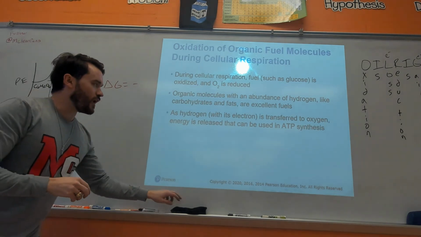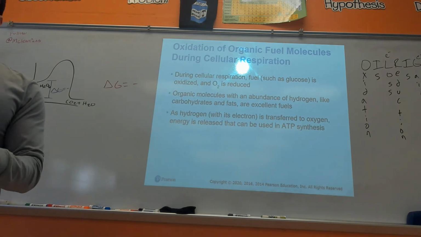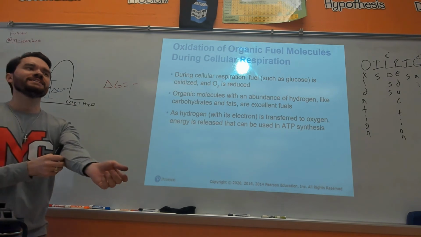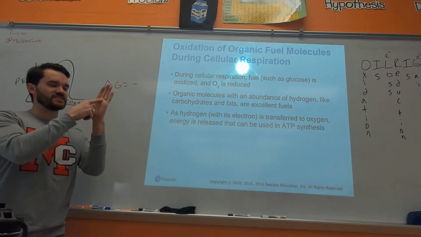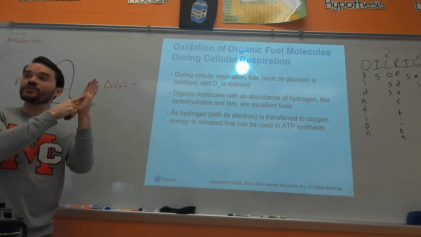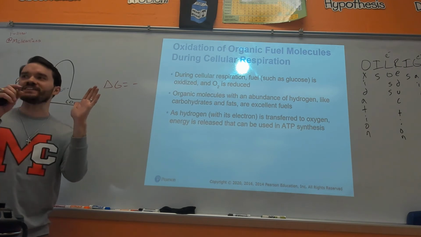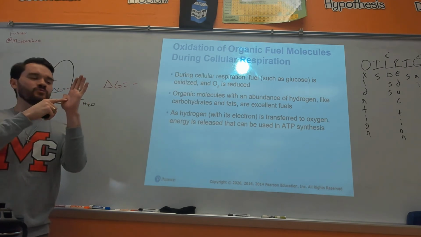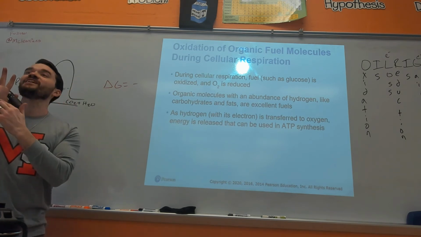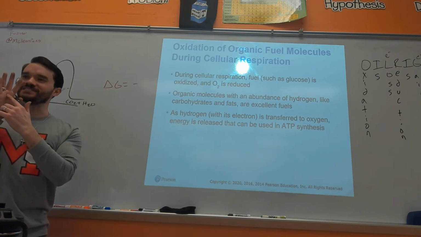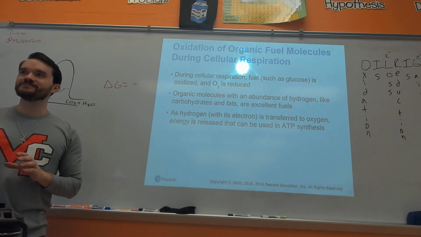Let me ask you this. If I ate a fist full of, say, a donut versus something like a protein, like a chicken breast, why would the donut have more energy, more calories than the chicken breast of the same size? Antigone? It has more CH bonds. Good.